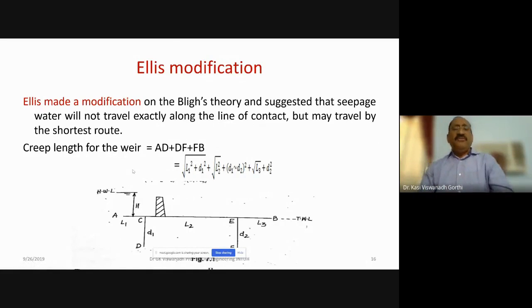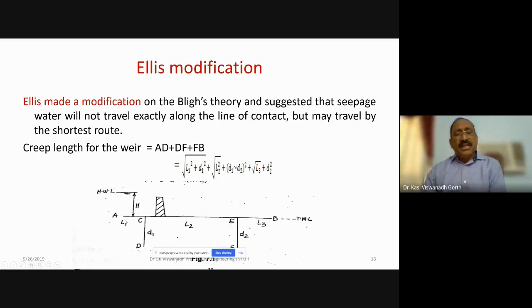Later, Ellis made a modification to Bligh's theory. He suggested that seepage water will not travel exactly along the line of contact, but may travel by the shortest route. This is the Ellis modification proposed for Bligh's theory. What Bligh did is that from A, the movement of water will be up to C horizontally. From C, it moves along the line CD, taking a U-turn, moving from D to C again. Ellis stated that it is not like that. It moves in a shorter way.